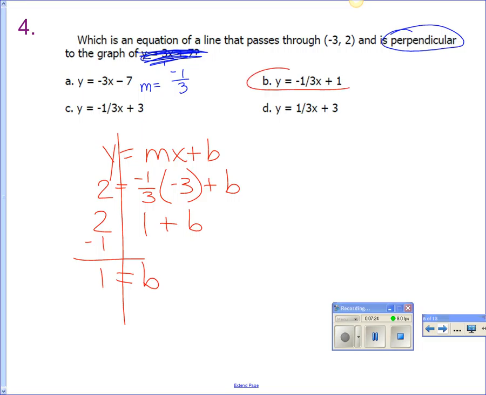B. Okay. So this is your M, negative 1/3, and this is your B, positive 1. Okay. Y equals negative 1/3 X plus 1. Okay. Anybody have a question?